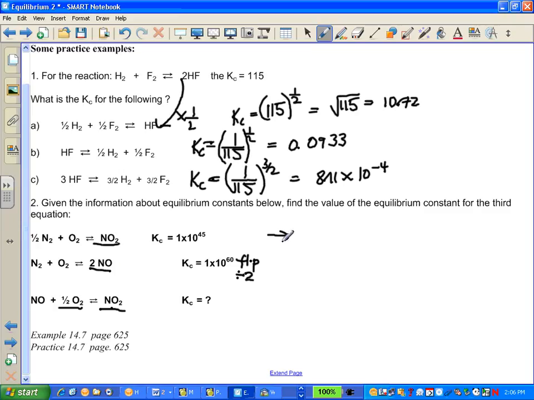The next step is to actually do the manipulations and to write out the reactions. So I'm going to write out the reactions here. The first one, I didn't need to do any manipulation, so I'm simply going to write it out. I'm writing it out again because it's going to help me later on with the adding process.